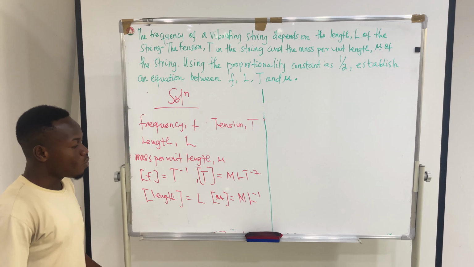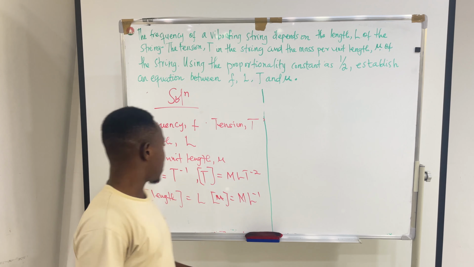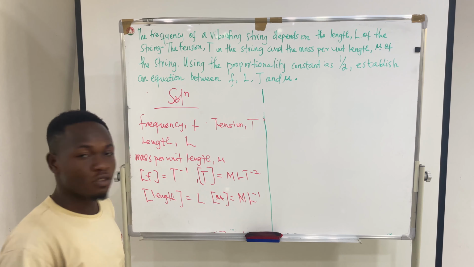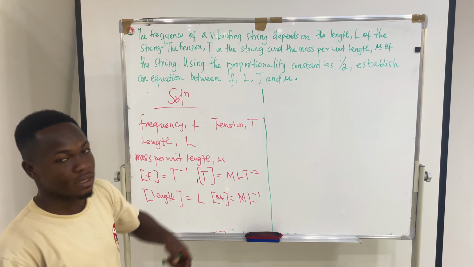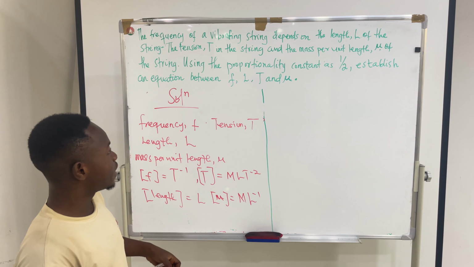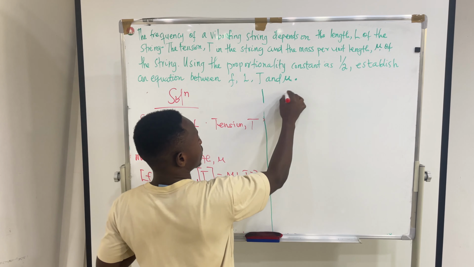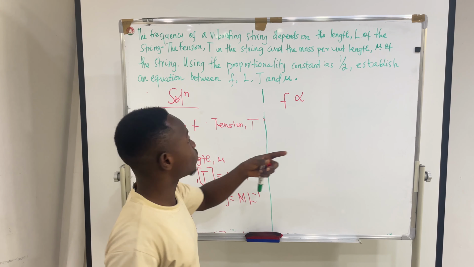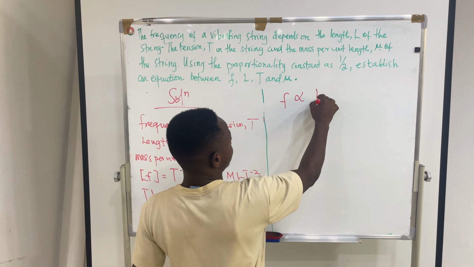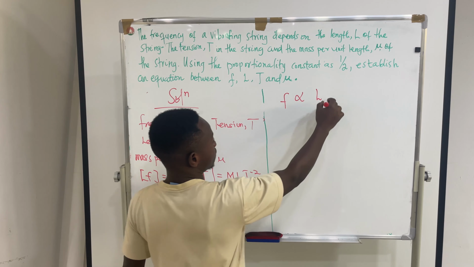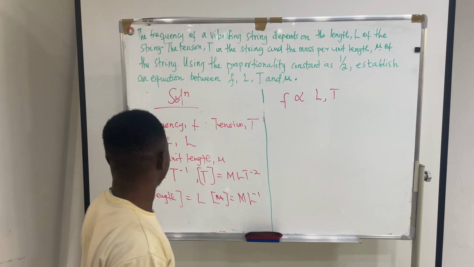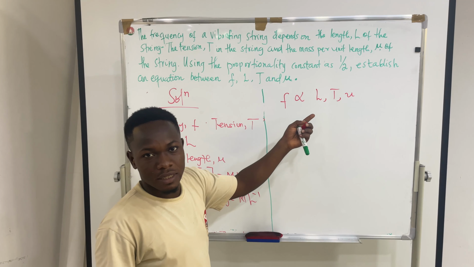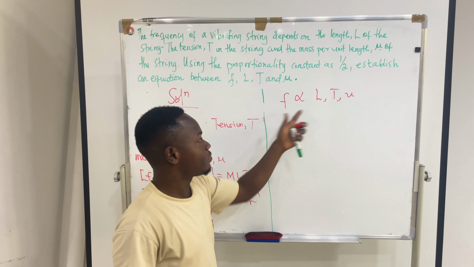Alright, so now doing this is not enough. After finding the dimensions of the physical quantities, it doesn't tell us the relation between them. So how do we do it? We are going to write a mathematical expression to represent what the question says. Mathematically, it says that the frequency depends on, this is the sign of proportionality, the length, the tension, and then the mass per unit length. But then we don't know how they are related.